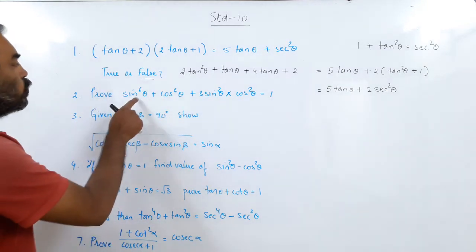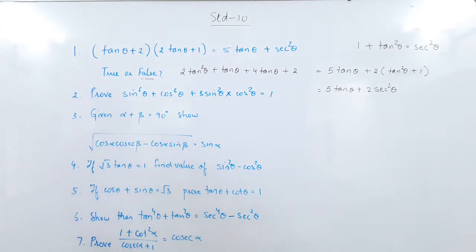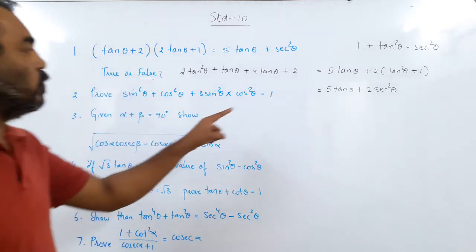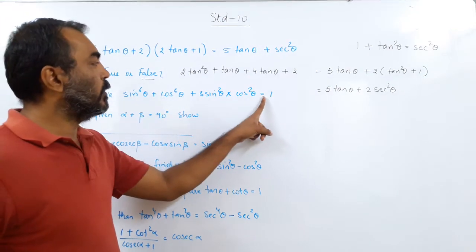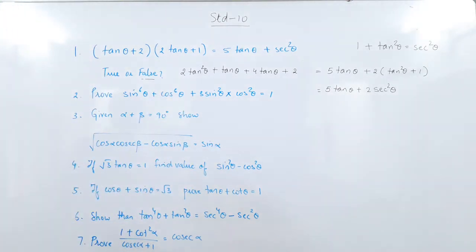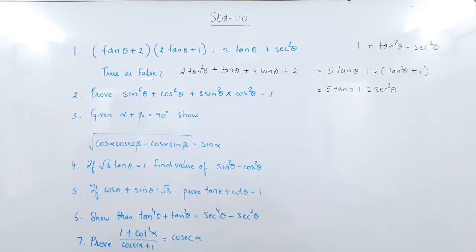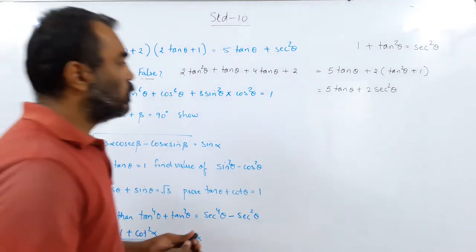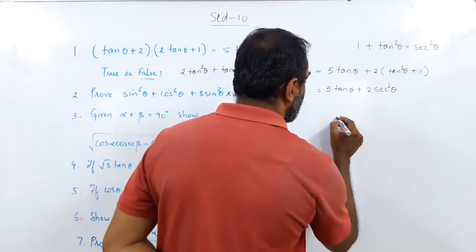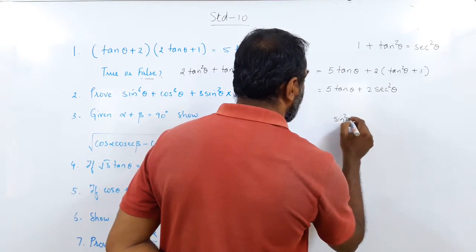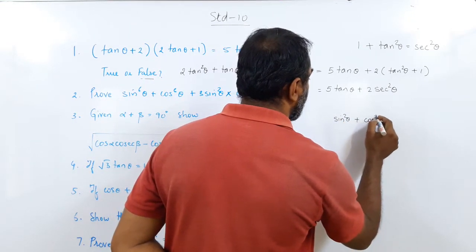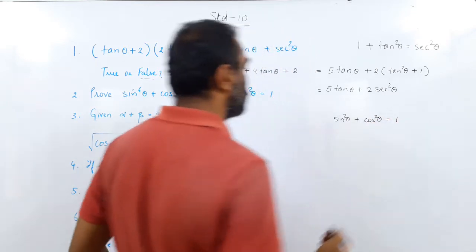Now how do you go to sin raised to 6 theta? Which identity will you use? To prove this, we have to begin somewhere. We have to prove it is equal to 1, so there should be an identity which relates sin theta with cos theta. So we know sin square theta plus cos square theta equal to 1. Okay, that we know.